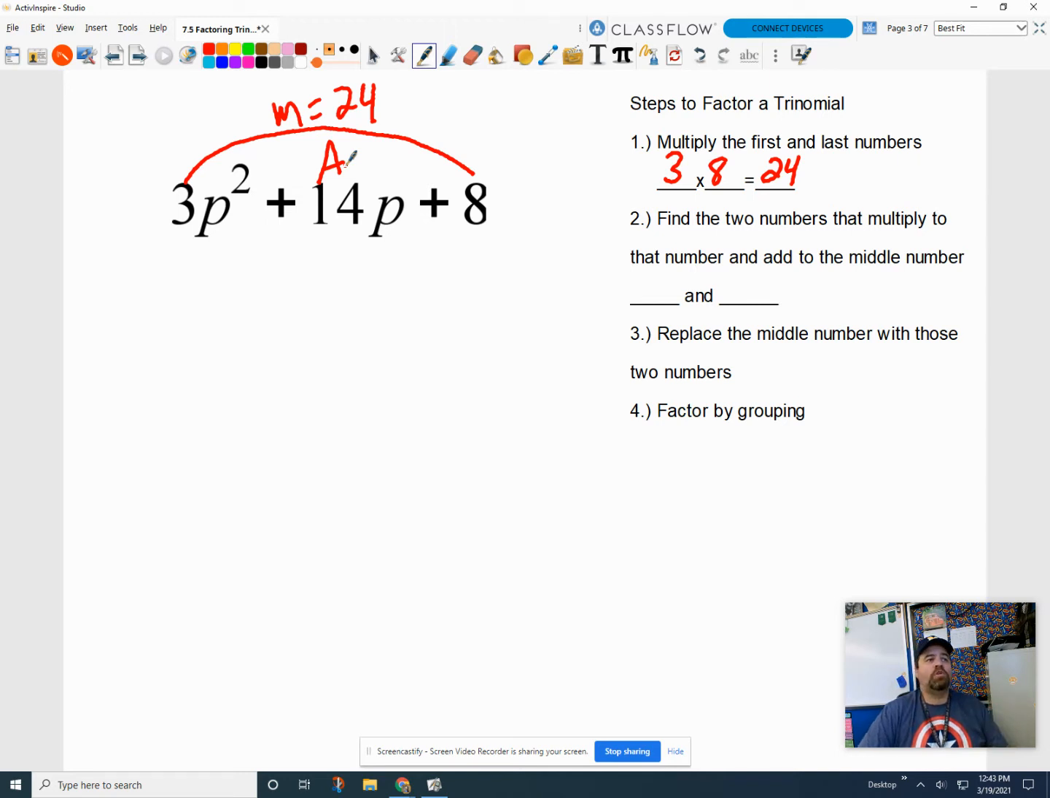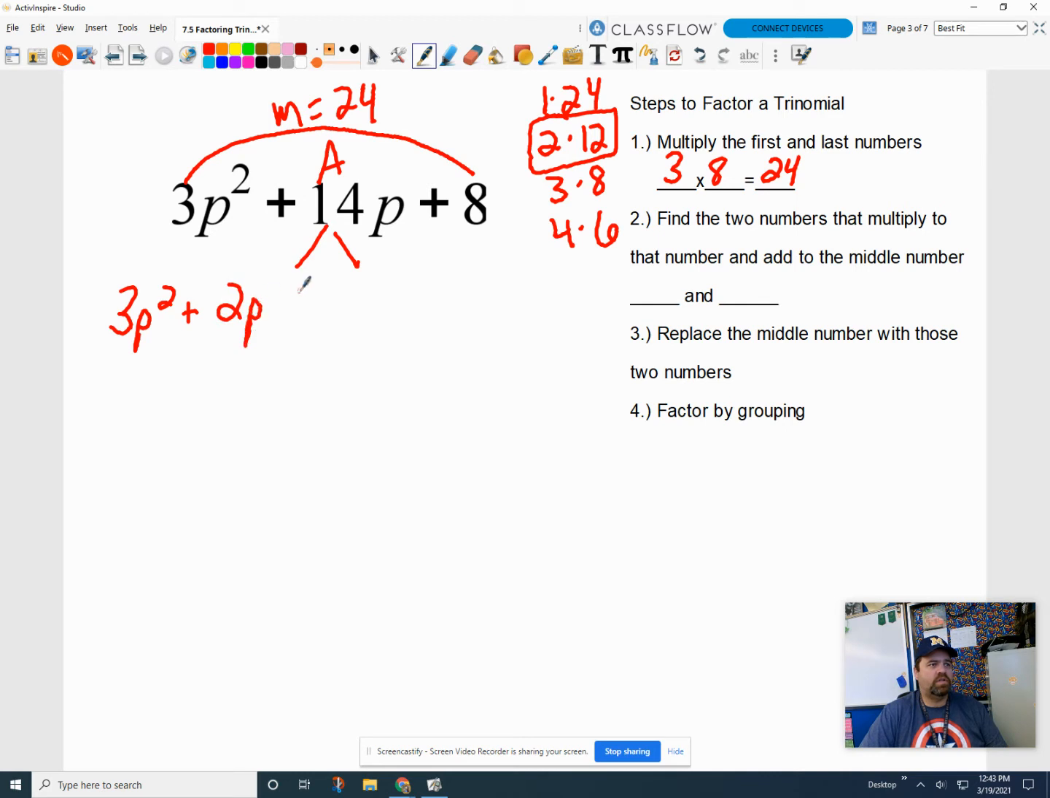Okay, so numbers that multiply to 24. Again, I'm encouraging you, if you're struggling, make the list of all of your pairs. It only takes a second to get them all exhausted. There's 4 pairs of numbers. I want the pair that adds up to 14. Okay, there's only one of them. So when I split this guy, and it doesn't matter whether 2 or 12 comes first, I'm going to split it into 3p squared. I'm going to go with the 2 first.